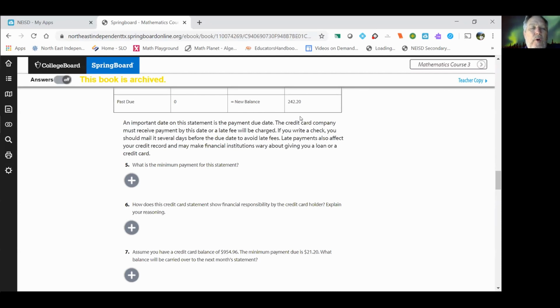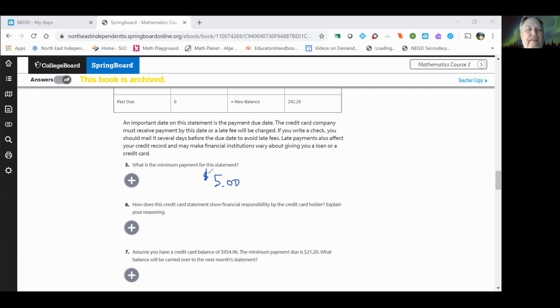Number 5, what is the minimum payment for this statement? Okay, well, the minimum payment for this statement is $5. Okay, it said there $5, and that's the amount that, like I said, they would take without reporting you as a late payer or things like that.